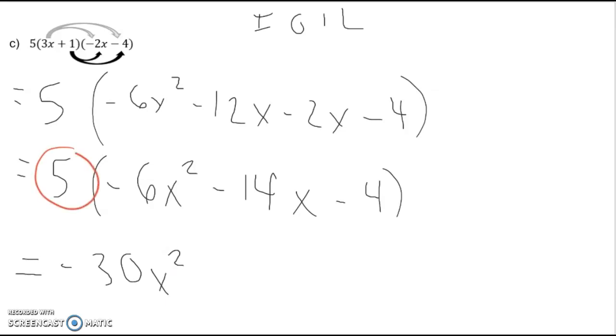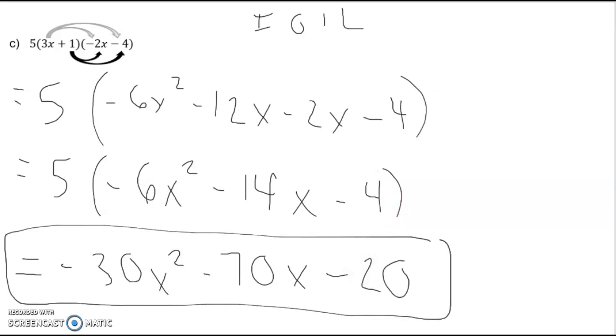Next step, we have 5 times negative 14x. So in my calculator, let me just open it up because it went quiet on me. So 5 times 14 is going to be 70, but it's a negative 70 because it's a positive times a negative. And then we just have our 1x. And at the very end, we have 5 times negative 4. Positive times a negative is a negative. 5 times 4 is 20. And that is your final answer.